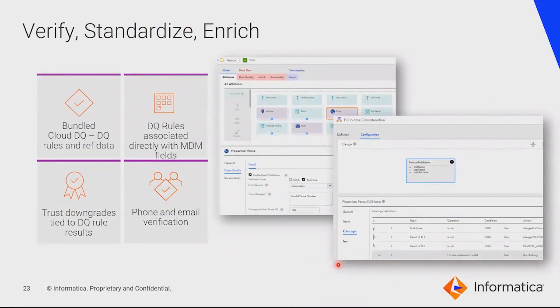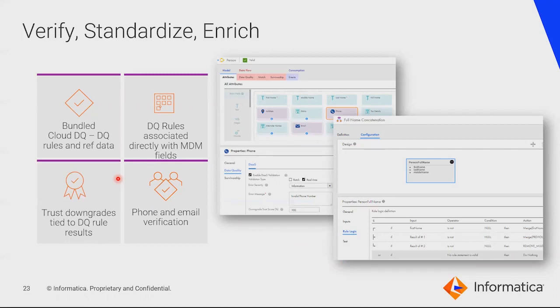So now in these few slides, we are going to cover the different functionalities and features of the Customer 360 MDM SaaS product. So the capabilities to verify, standardize, and enrich data, right? Informatica provides built-in data quality. Data quality rules are associated directly with fields in the MDM data model, right? And MDM takes care of executing them consistently, regardless of whether the data comes in batch, real-time, or streaming modes.